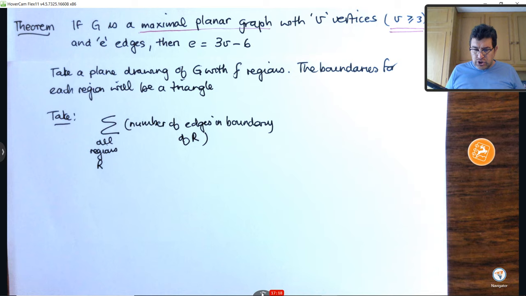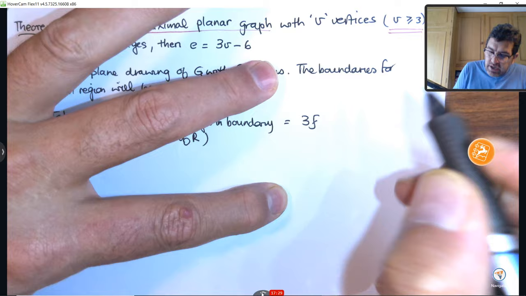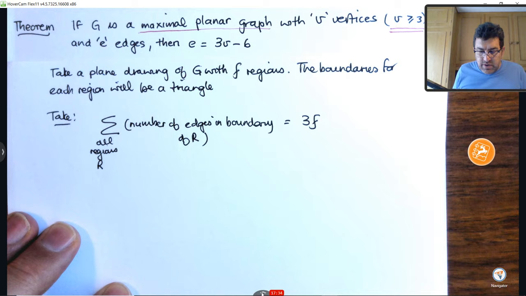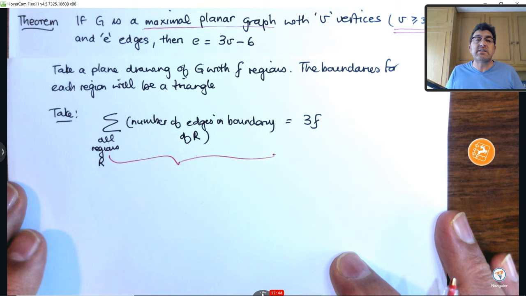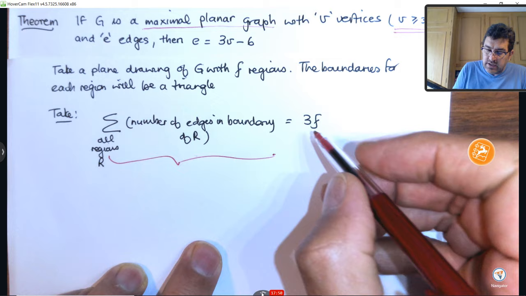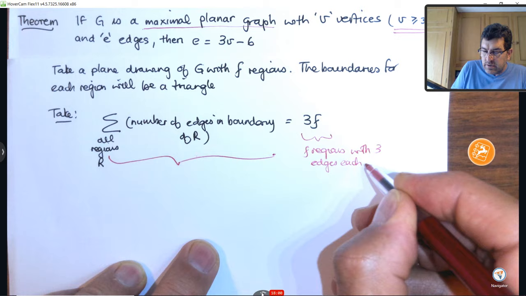Okay, so we want to take this sum, and that sum will equal to 3 times the number of regions, which in this case is F. Now, what do we have on this side over here? On this side, we've got the sum of all the regions, or the number of edges in the boundaries of the regions. And we're saying on the right-hand side, there are F regions, so this is F regions made up with 3 edges each. Okay, so that's what we've got at the moment.